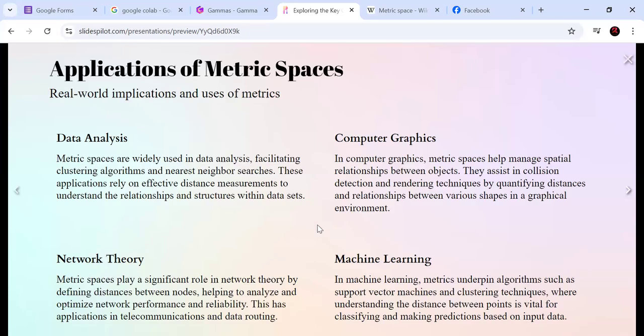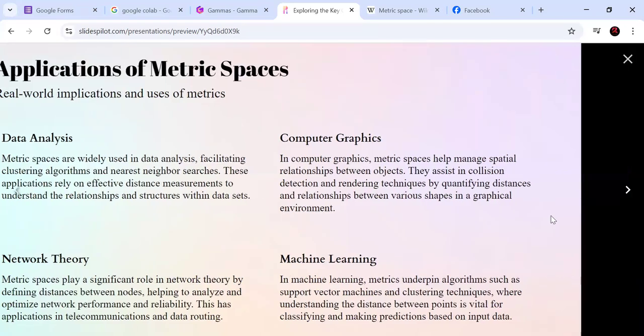And the last one is machine learning. In machine learning, metrics underpin algorithms such as support vector machines and clustering techniques, where understanding the distance between points is vital for classification and making predictions based on input data. So these are the applications, amazing applications of metric space.